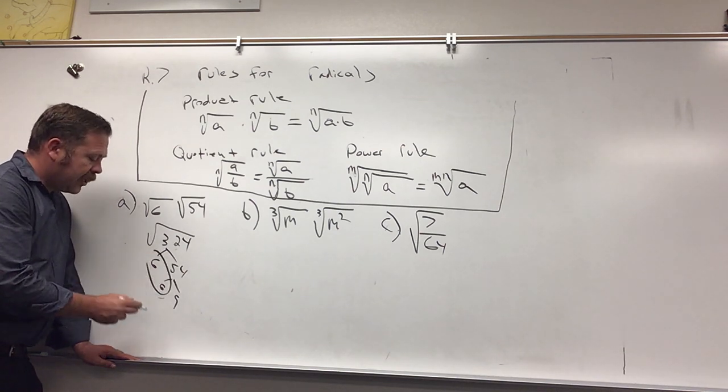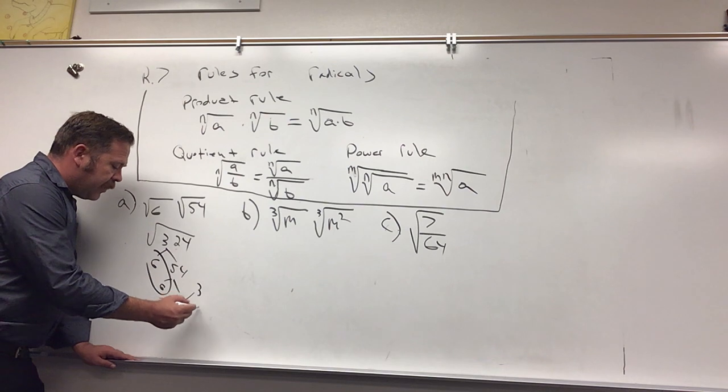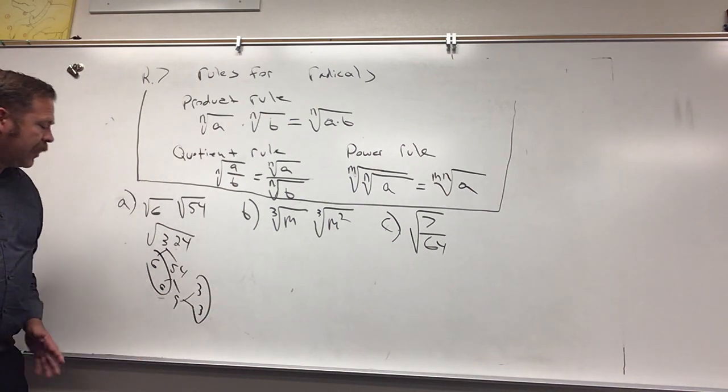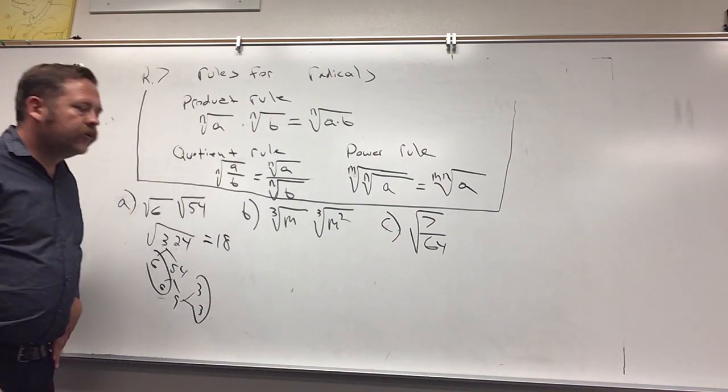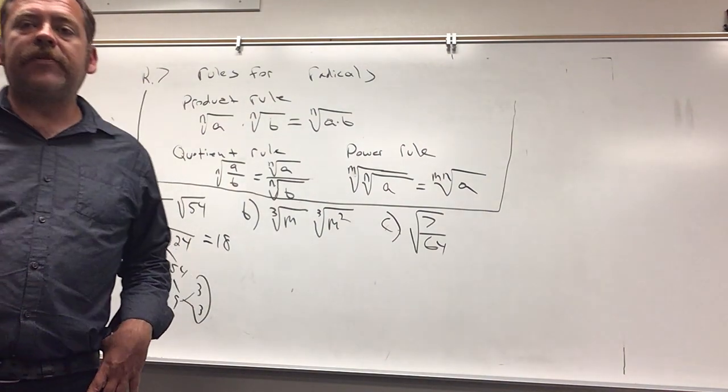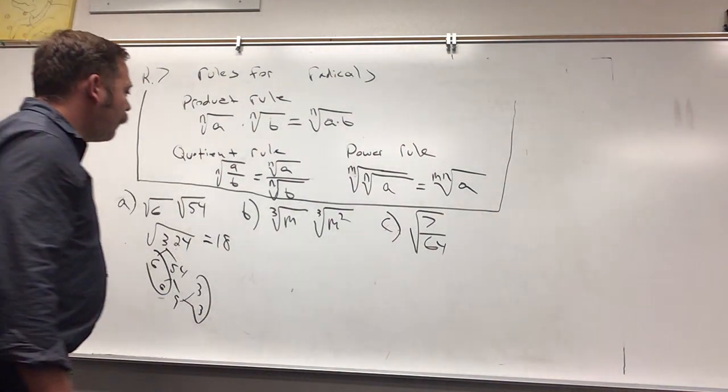So I have a pair of 6s that can come out, and I have a 3 and a 3, so I have a pair of 3s that can also come out. And 6 times 3 gives me that 18 number. Square root of 324 is 18. 18 times 18 is 324.